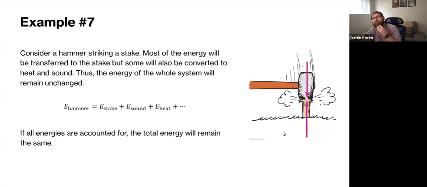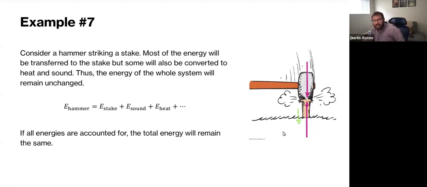Let's think about this, just because this might come up. This isn't like a real example. This is just sort of a point, but I wanted to do an example. So consider a hammer striking a stake. And we've talked about this before with Newton's third law. So most of the energy will be transferred to the stake, right? The stake will sort of get pushed, even though it's applying an equal and opposite force, it'll still get pushed into the ground because the momentum of the hammer is transferred.